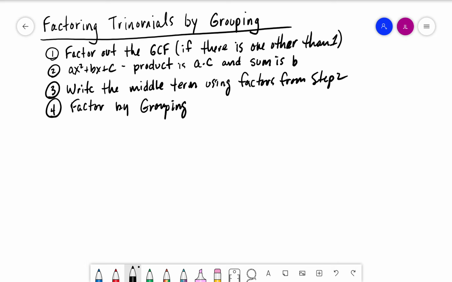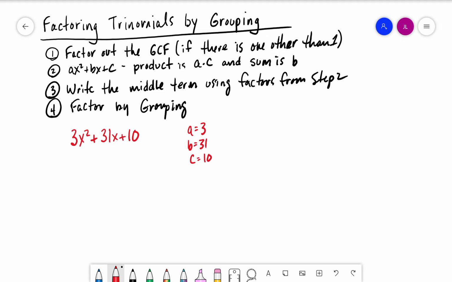Let's say we have something like 3x² plus 31x plus 10. So we don't have any other common factors other than 1 between 3, 31, and 10, so we can't factor out a greatest common factor there. We know a is equal to 3, b is equal to 31, c is equal to 10.